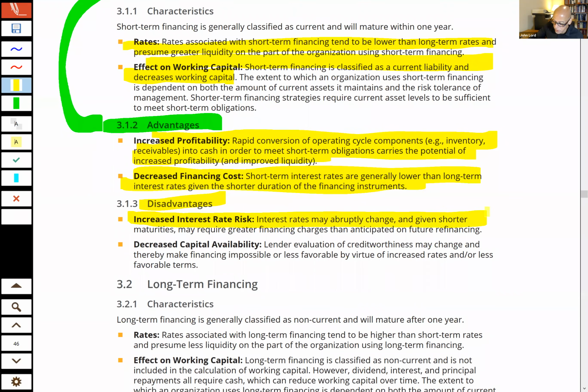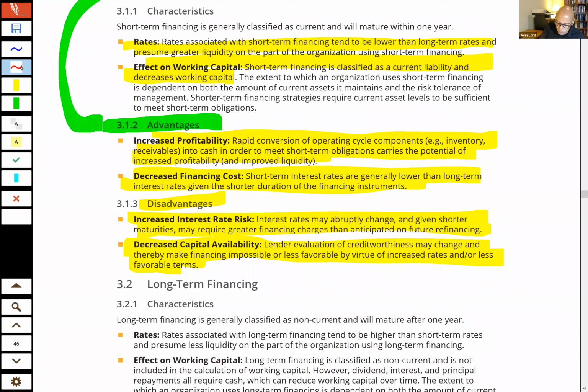increased interest rate risk. Yeah, we got a short-term loan at a nice interest rate, but then a year down the road, interest rates may go up, and then we're going to have a problem, right? Also, capital availability: the lender's evaluation of creditworthiness may change, thereby making financing impossible or less favorable by virtue of increased rates or less favorable terms.